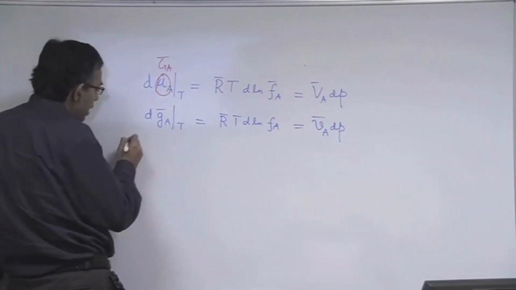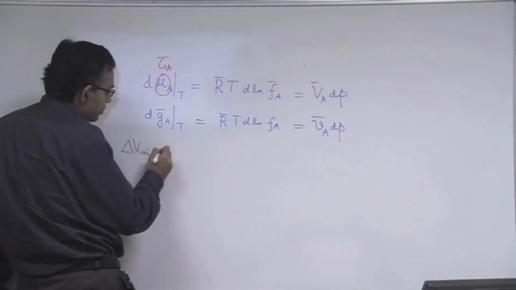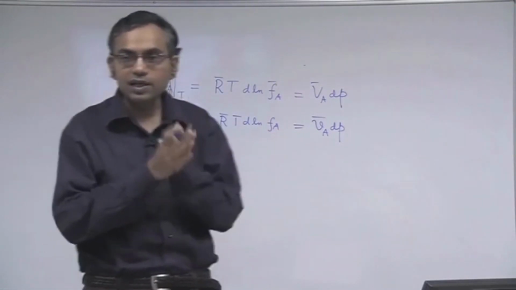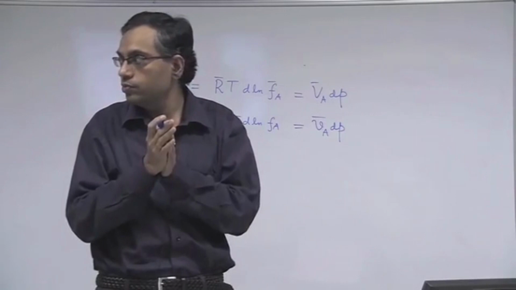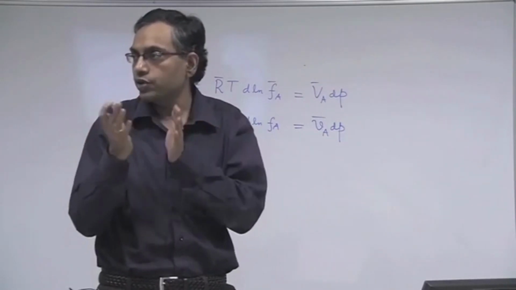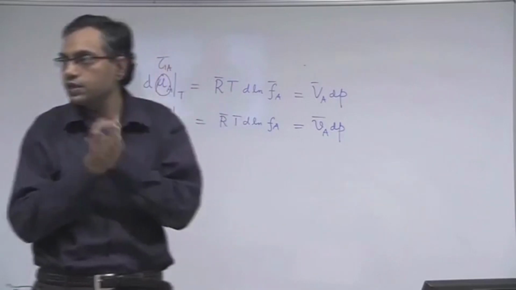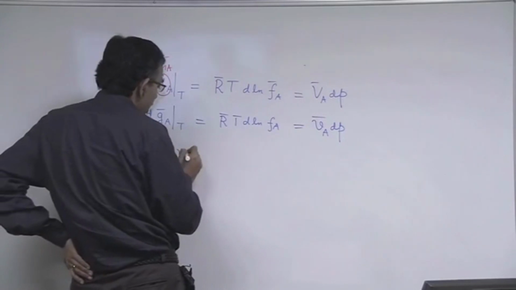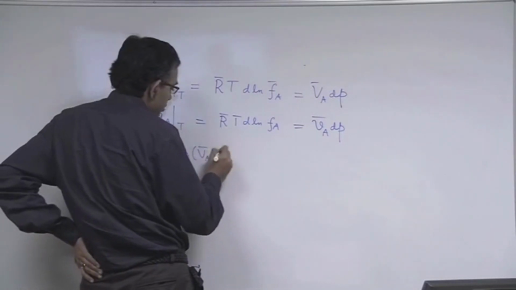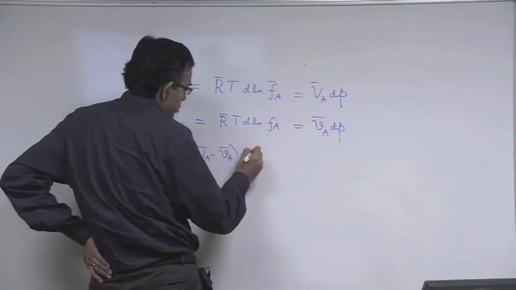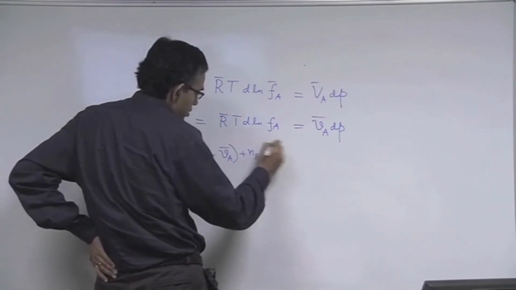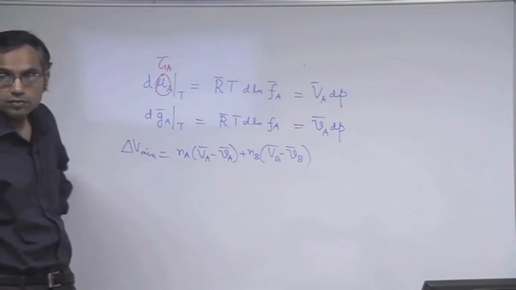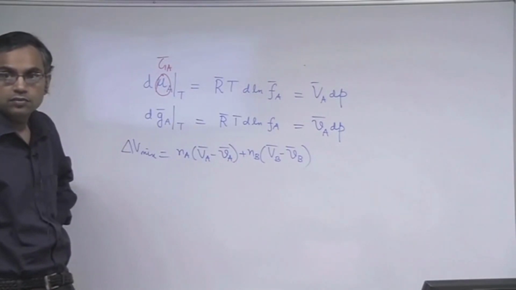So we calculated the change in volume due to mixing. What is the change in volume due to mixing? Individual A is there and individual B is there, you sum total the volume, and after that you mix A and B, you sum total the volume. The difference between these two is the change in volume due to mixing, and that is what?